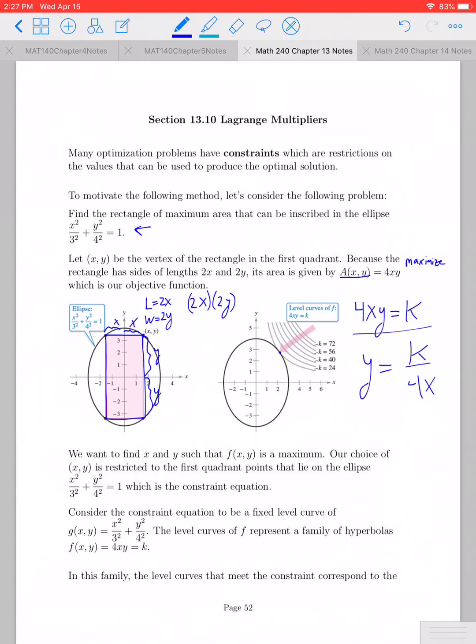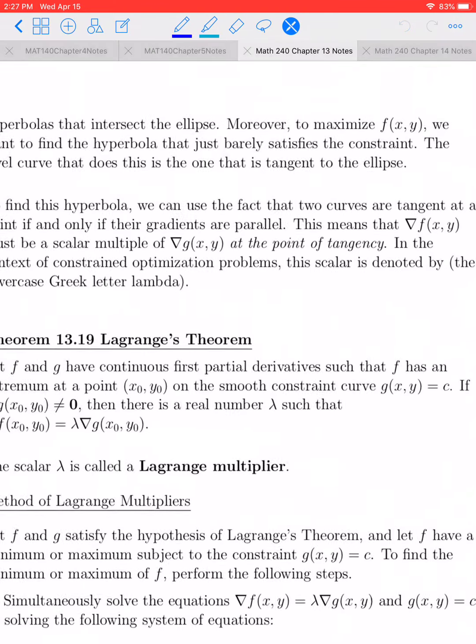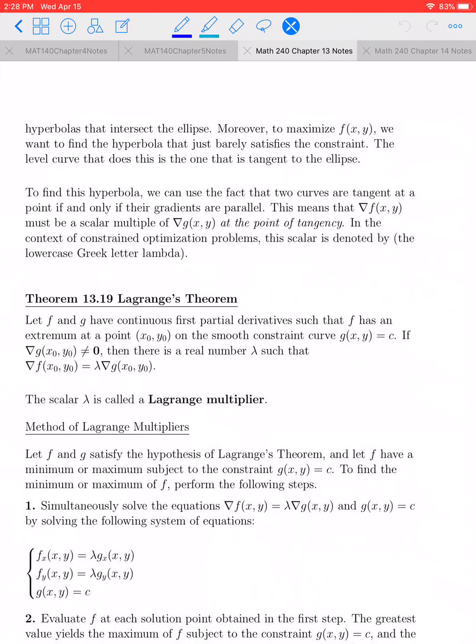And one of the things that we realize is that in this family, the level curves meet the constraint equation when they intersect. Moreover, to maximize, we want to find the hyperbola that just barely satisfies the constraint equation. Obviously, the further out those hyperbolas move, the larger the overall corresponding area.